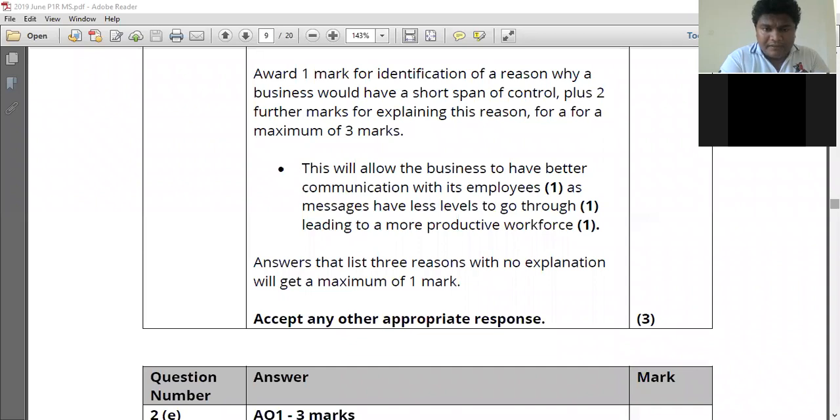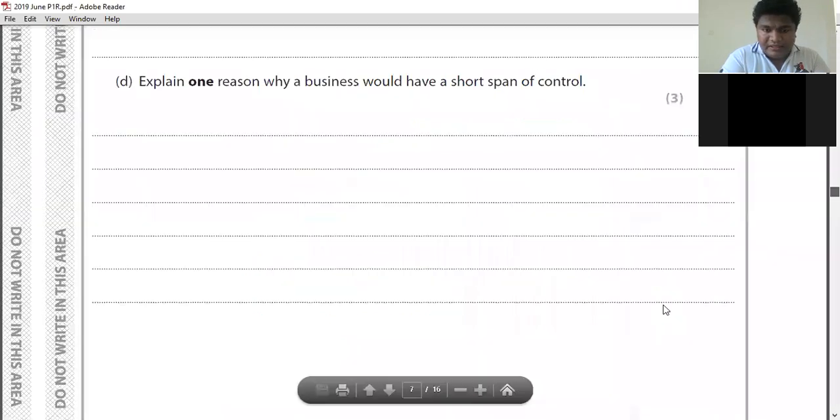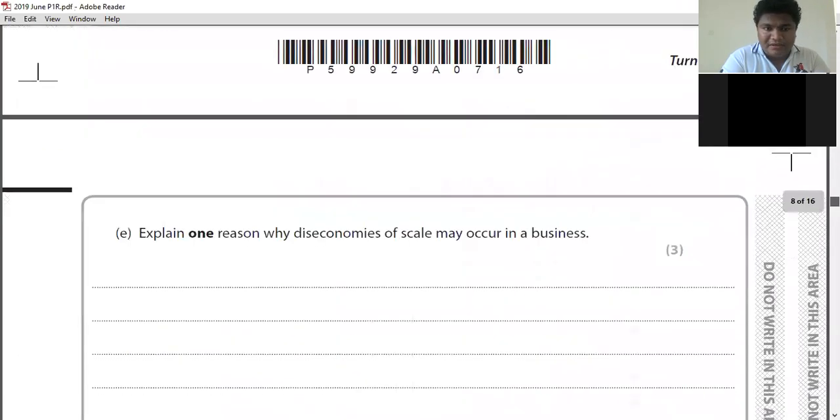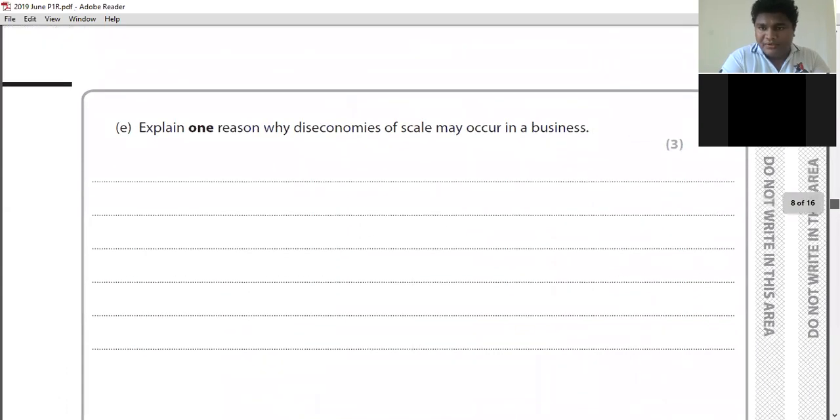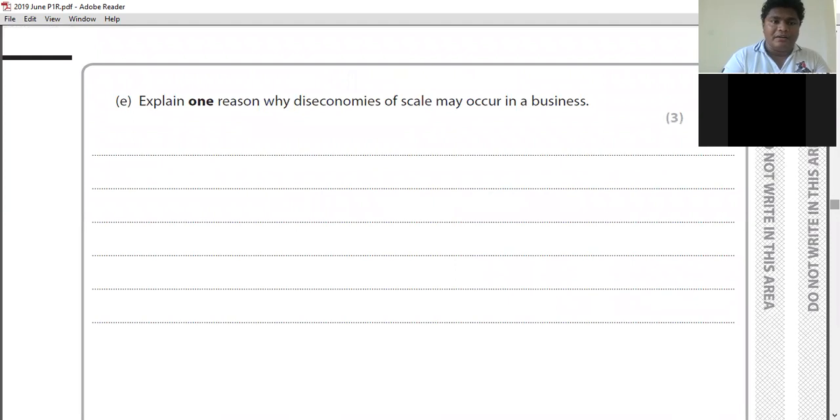So next question, you can see. I'm going to question number 2, part E. This is another 3-mark question. There are always two 3-mark questions in question number 2. Explain one reason why diseconomies of scale may occur in a business. This comes from the production and operations management part: economies of scale and diseconomies of scale. One reason only. There are so many reasons: bureaucracy, corporate red tape, and labor.